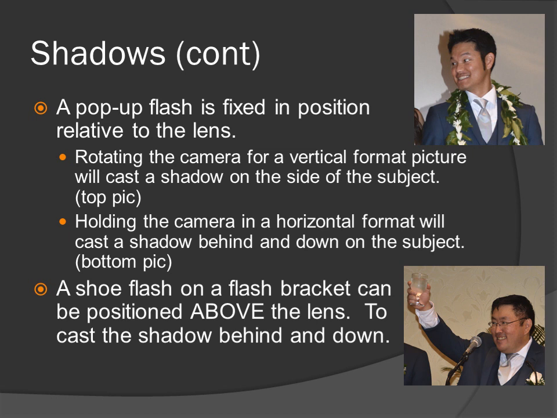If you hold the camera in a horizontal format, the flash is above the camera, hitting the subject, and the shadow is now below the subject. A shadow below the subject is typically less intrusive on the picture than a shadow to the side. A shoe flash on a flash bracket can be positioned above the lens, and it will cast a shadow behind and down, just like the bottom picture.